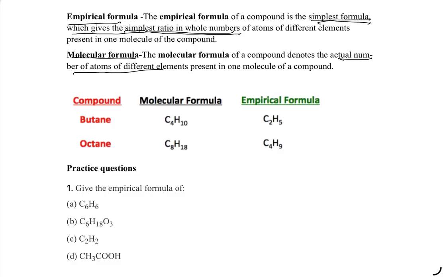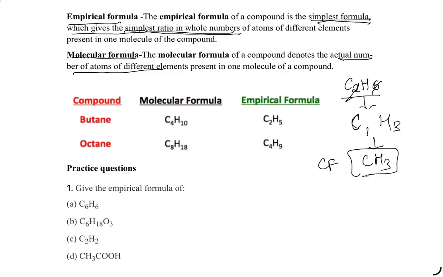Let's take an example. If I have a compound, let's take ethane, and the question says identify its molecular formula or empirical formula. So the molecular formula, as we know, is C2H6. Is there any further simplified ratio I can write for this between C and H? You should see there are 2 elements present, C and H. What is the simple ratio between them? It is 1:3. So the empirical formula is this, which gives a simple ratio.